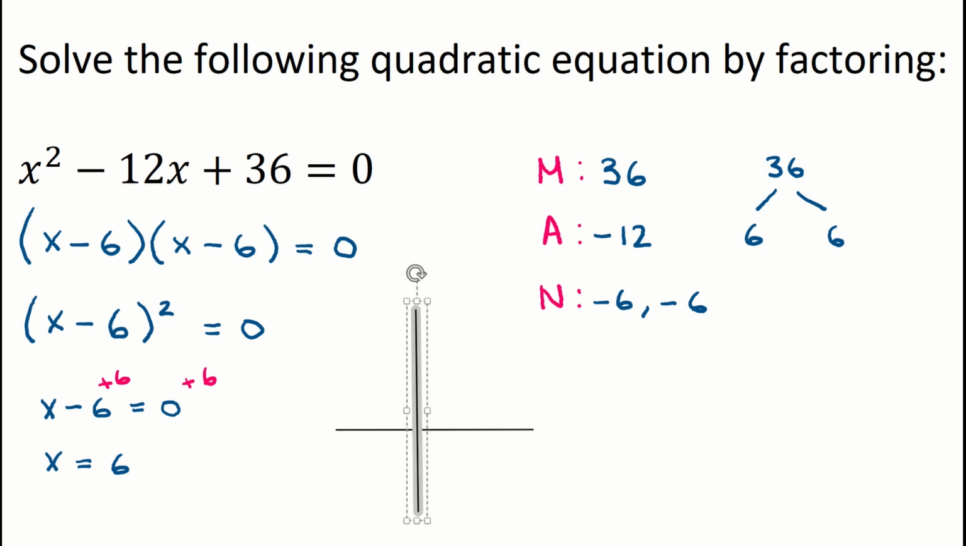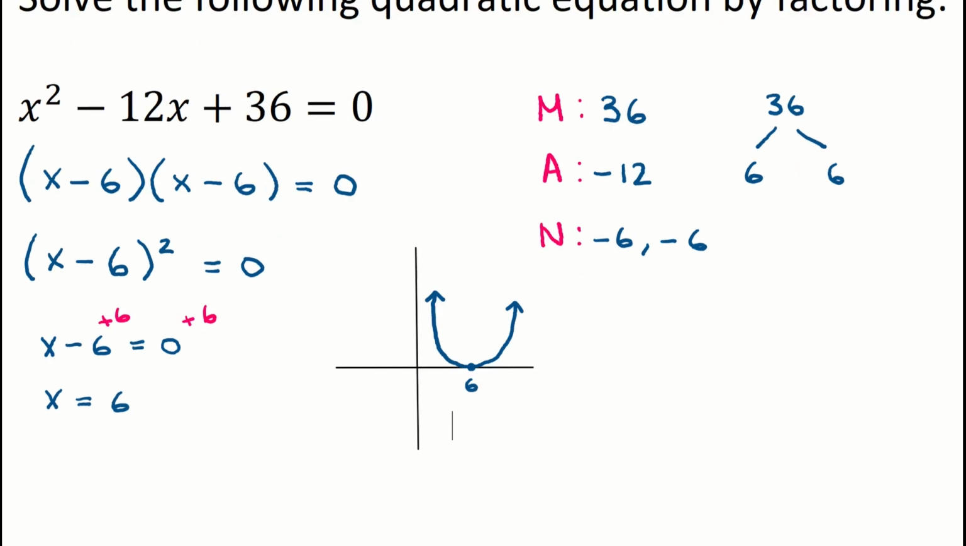So this graph would have one x-intercept at +6, and that x-intercept is also the vertex of the quadratic function. So the function would look something like this, with our x-intercept at 6. Perfect. Let's look at the next one.